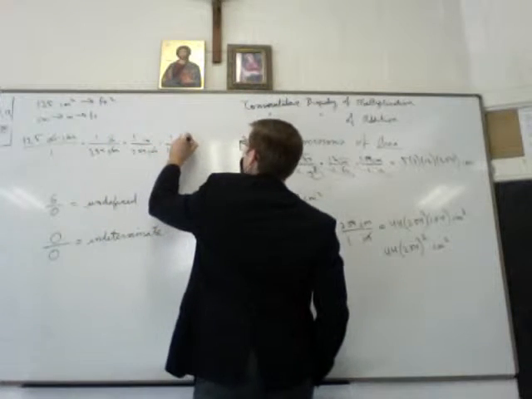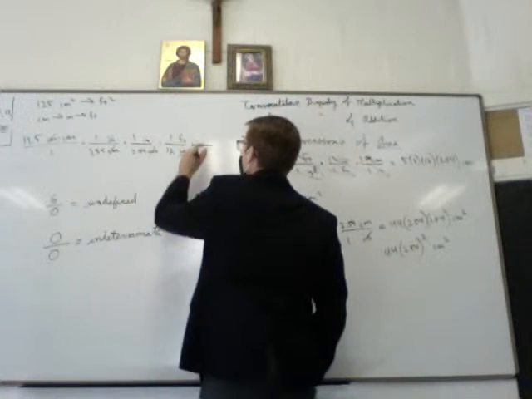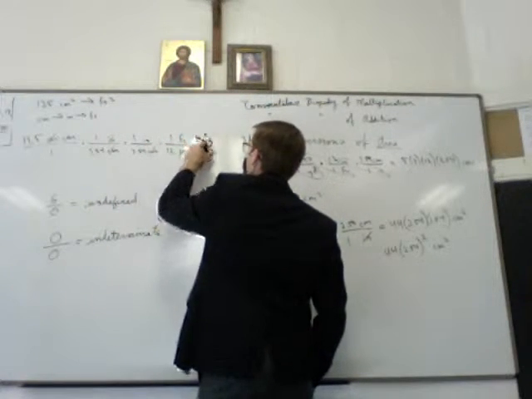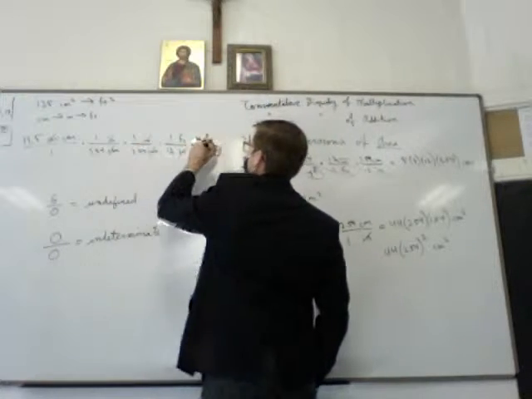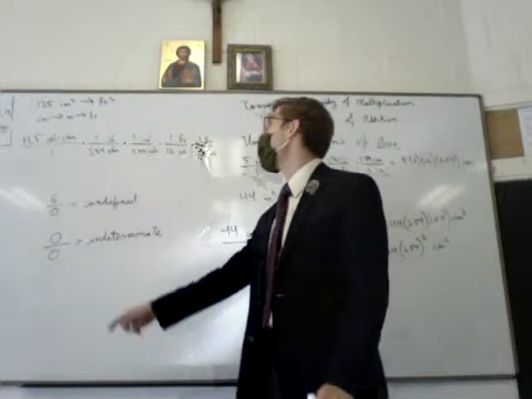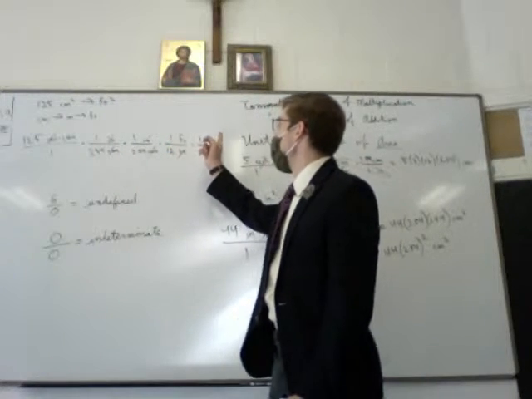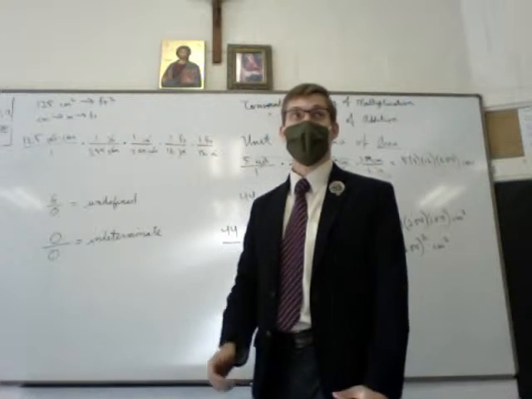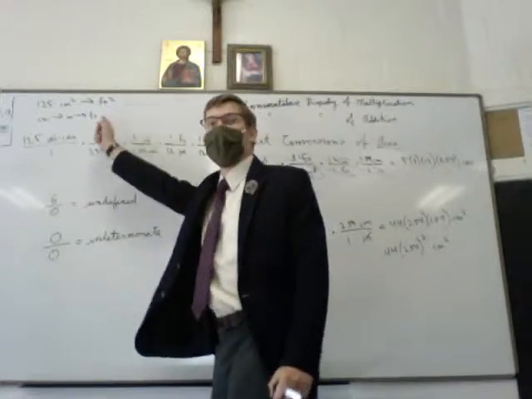I still need to do it again. Get rid of the other set of inches. 1 foot is 12 inches. That gets rid of the other set of inches. Whew! But notice, every single one of my units is crossed out except for feet times feet, which is square feet. Oh look, that's what they told me to end up with.